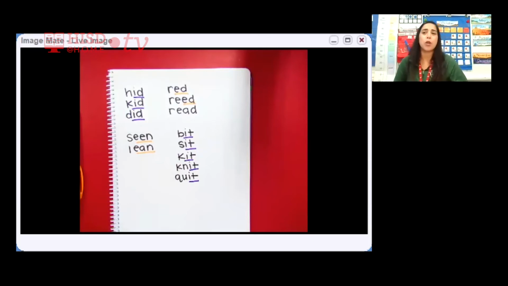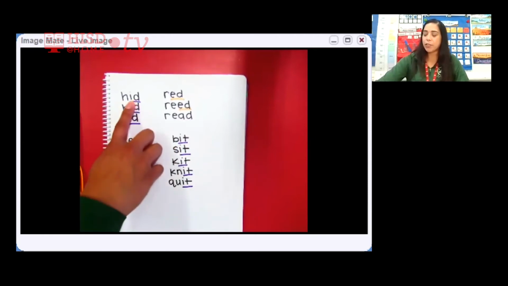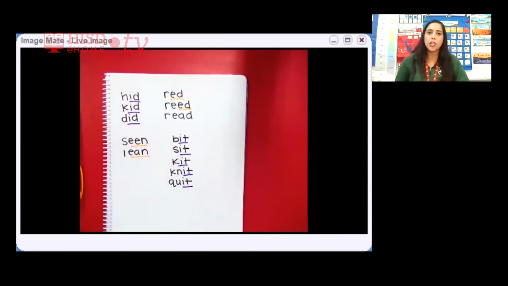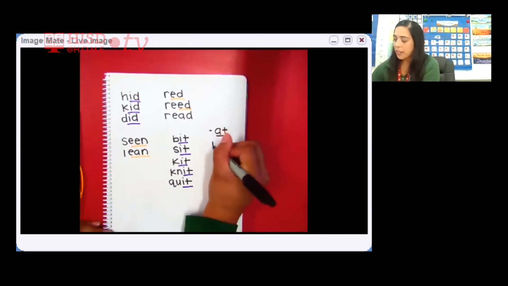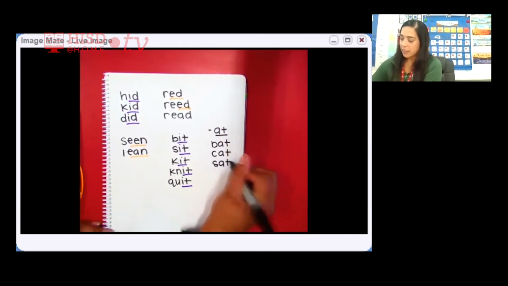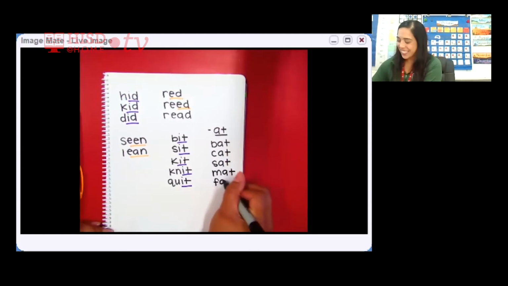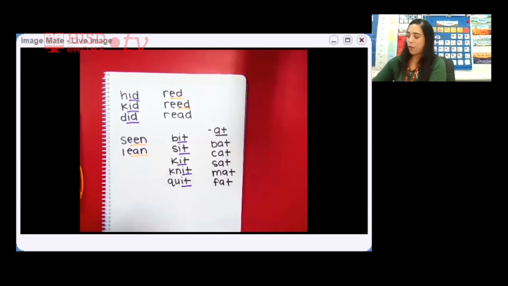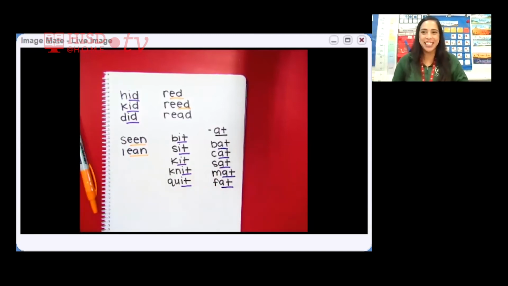Boys and girls, this is called a word family. This word family is the I-T word family. This, boys and girls, is the I-D word family. You might be pretty familiar with the A-T word family, like bats and cats and sats and mats. Can you think of more? Fats. That is the AT word family. They all rhyme. They all have the same ending sound and the same ending letters. That, boys and girls, is a word family.